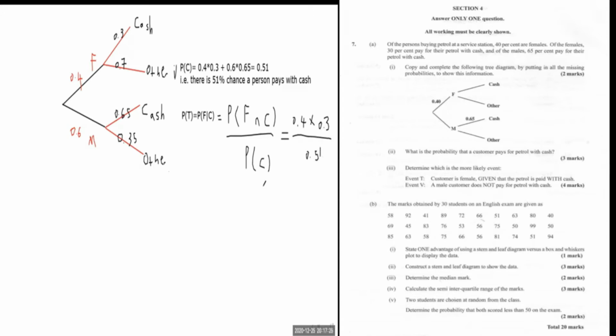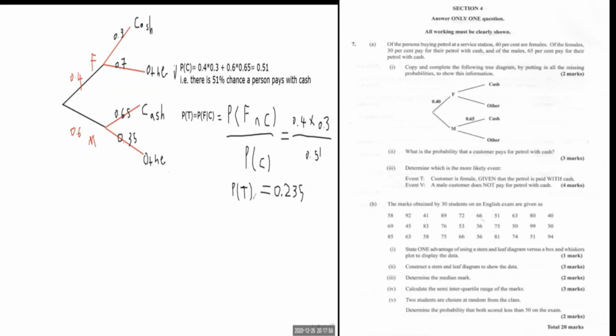So now what is that? 0.4 times 0.3 divided by 0.51. That's 0.235. That's the probability of event T occurring.